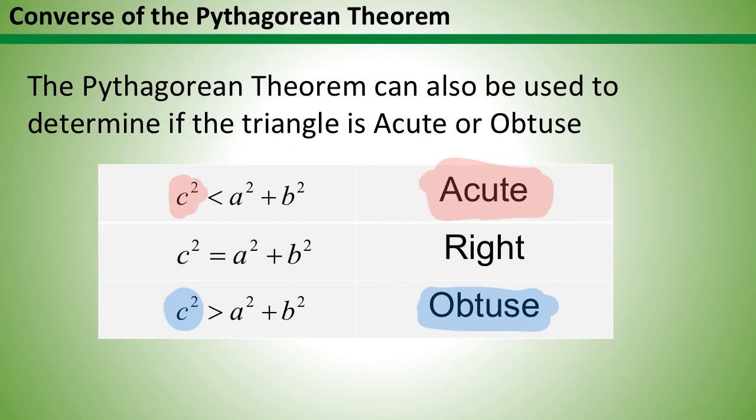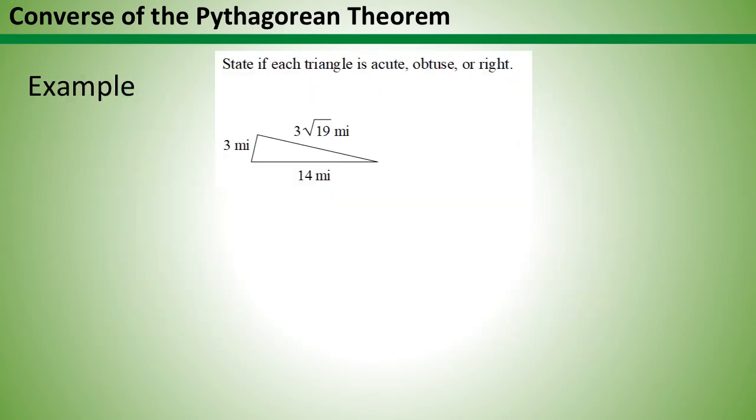So let's kind of use that. So let's take a look at this one, and again, let's figure out where our longest side is. So we have a radical here. Let's figure out what that radical really is. 3 root 19, that's 13.07.